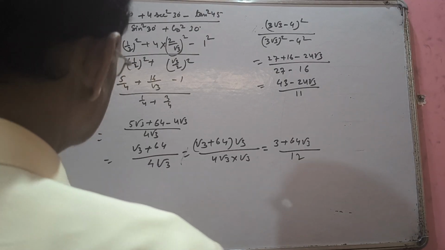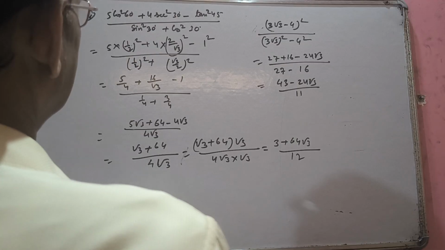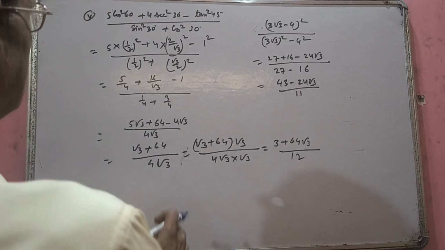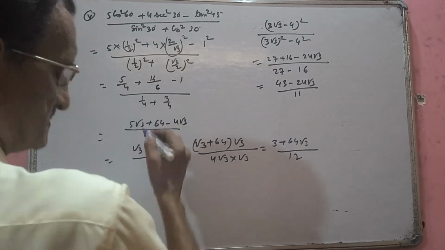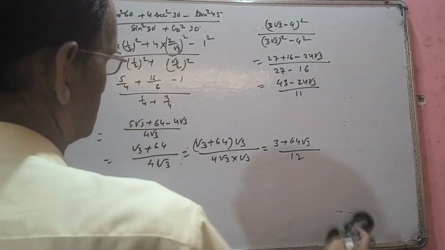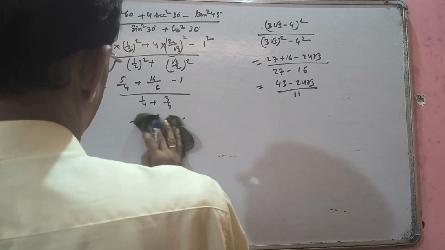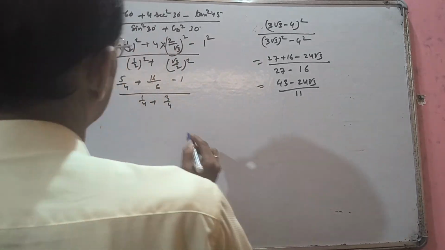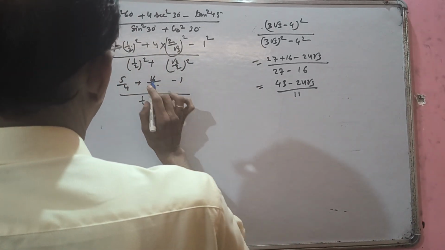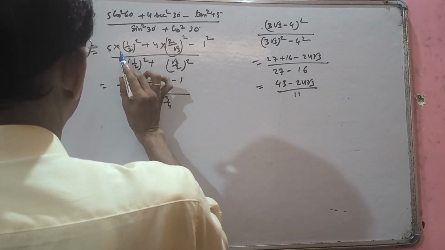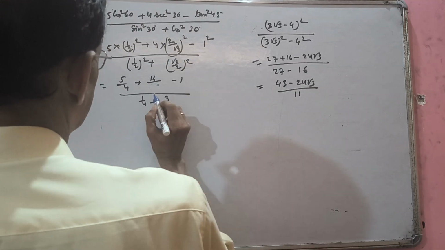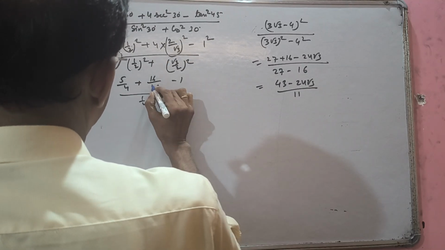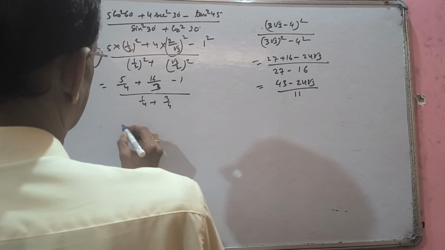Sorry, this is not correct. Something is a mistake that I have done. Oh, this is the mistake, sorry. Here root 3 square is 3, I have not written that. Let us do the correction. This will be 5 by 4 plus 2 square is 4, 4 fours are 16, by 3 minus 1.